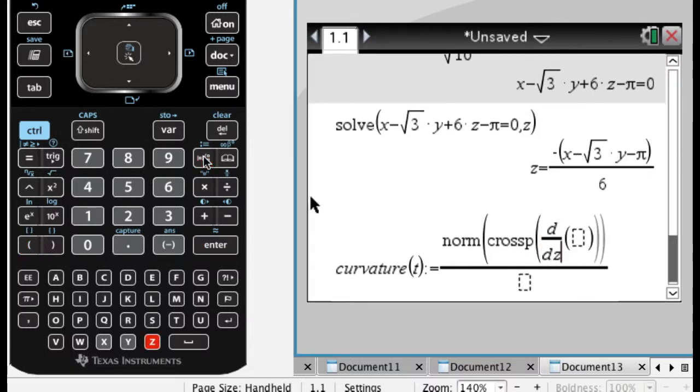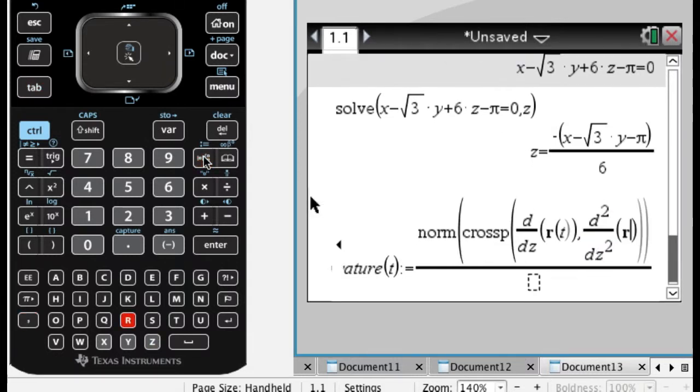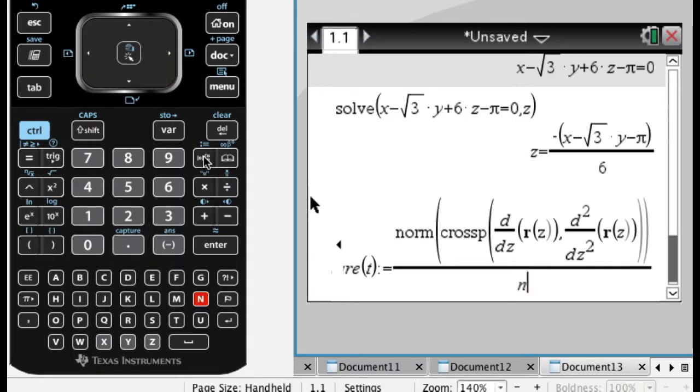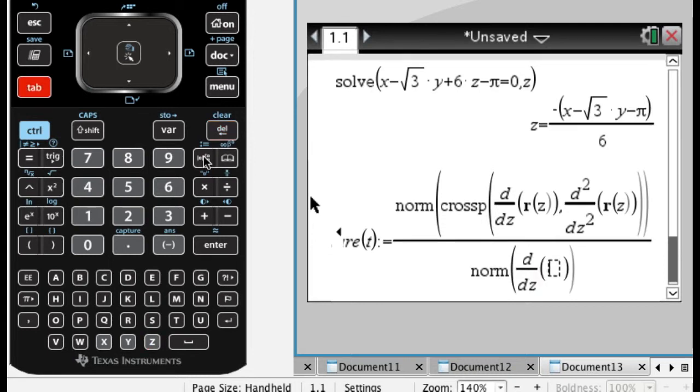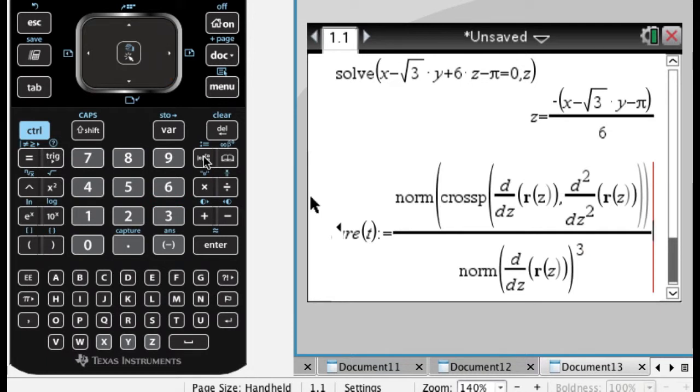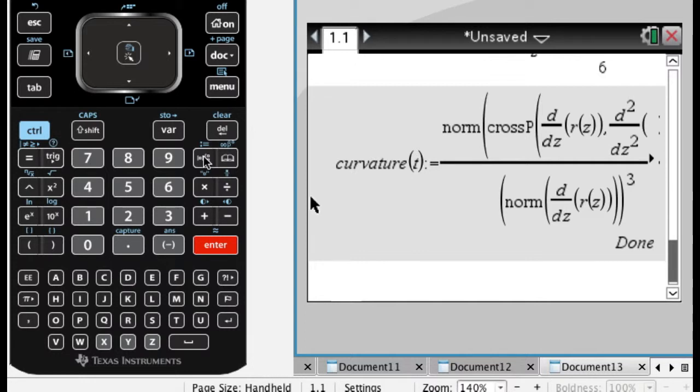the first derivative. I'm going to use a dummy variable here. The first derivative, so r prime, crossed with the second derivative, r double prime, of z. Ooh, that would cause me a problem. It's supposed to be a z. And then I'm going to divide that by the norm of r prime, and then I have to cube that. At the very end, I'm going to switch my z back to t. So I get that, and now I can find the curvature as a function of t.